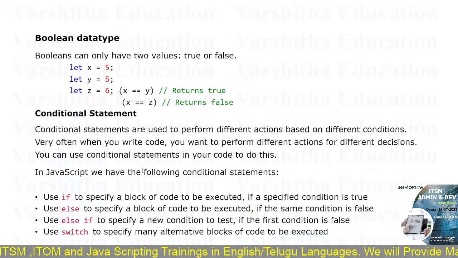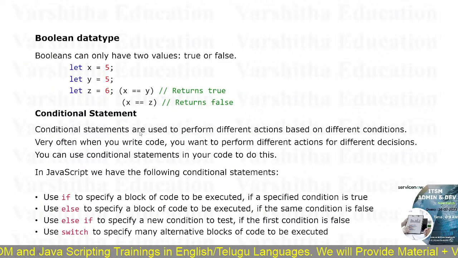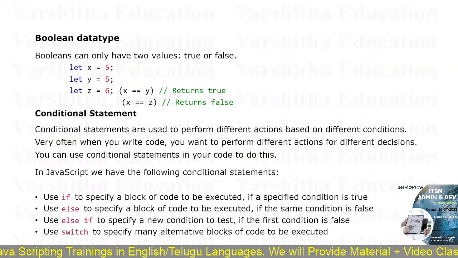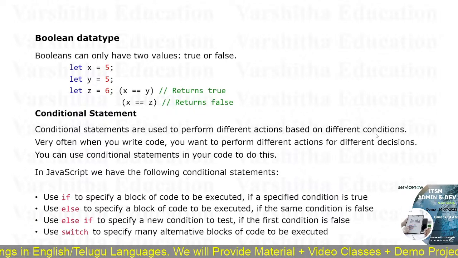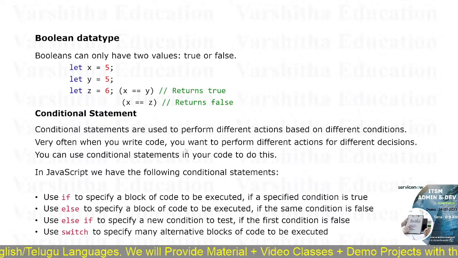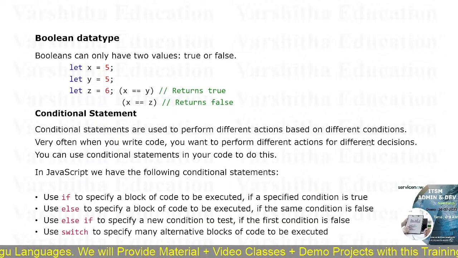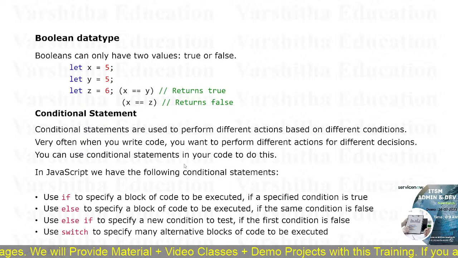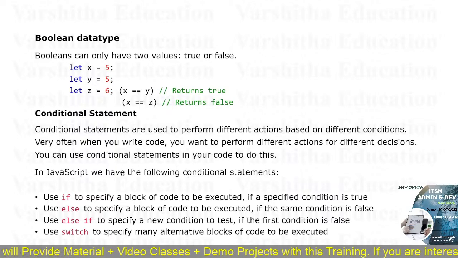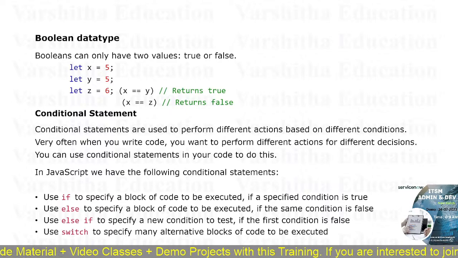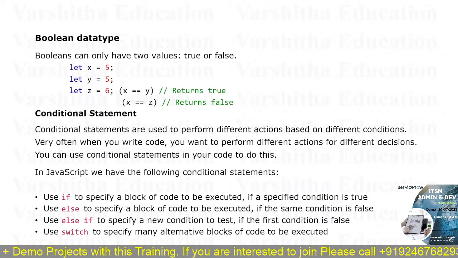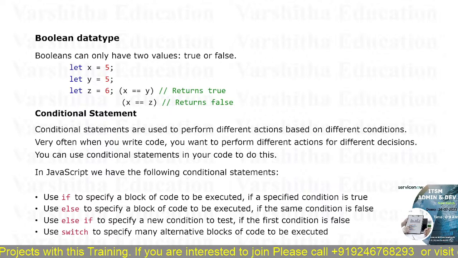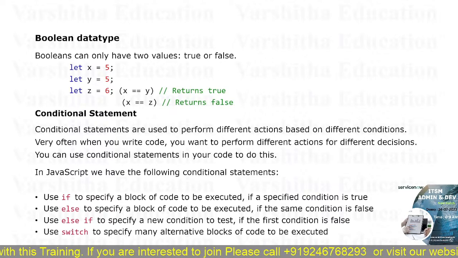In this area, you can see conditional statements. What is the meaning of a conditional statement? Conditional statements are used to perform different actions based on different conditions. Very often when you write code, you want to perform different actions for different decisions. You can use conditional statements in your code to do this. If a particular condition is satisfied, then some code executes. If it fails, it goes to the next level.